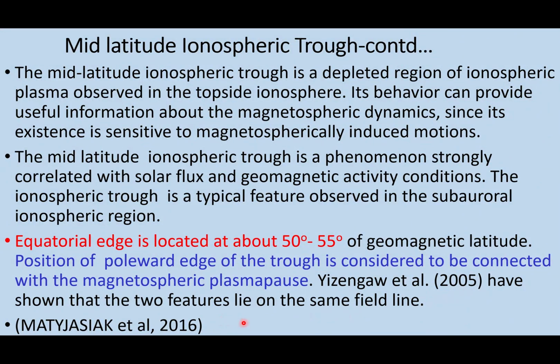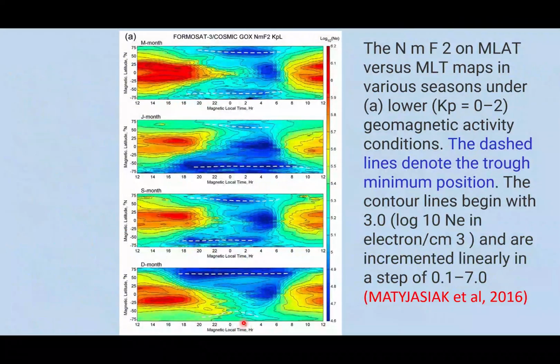Now a global picture of this is shown here. This is the electron density variation in latitude versus magnetic local time. Here, during that time the electron density is high, and the dashed lines indicate the position of the trough; this is the northern hemisphere, this is the southern hemisphere. It has some dynamical effects. It is not constant, but varies with geomagnetic activity conditions. The dashed lines denote the trough minimum position. The contour lines are electron density contours in log scale, log to the power 10 of Ne.